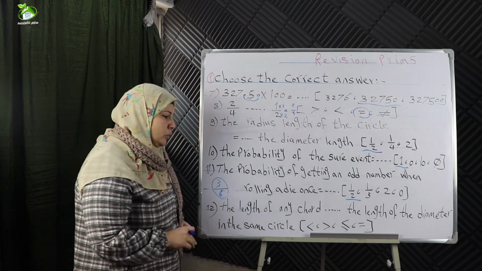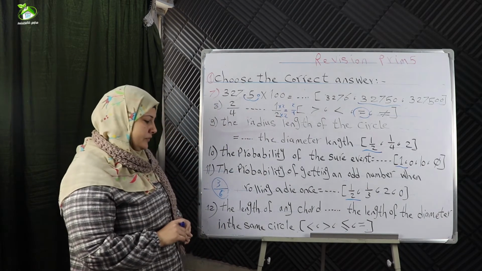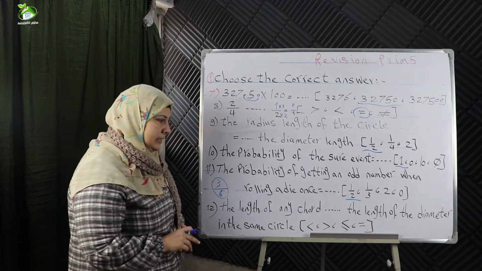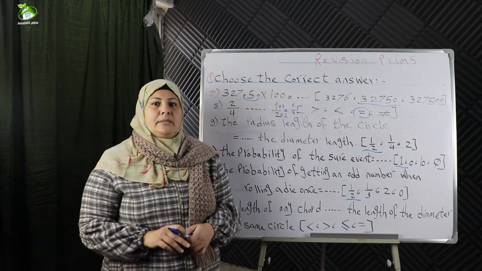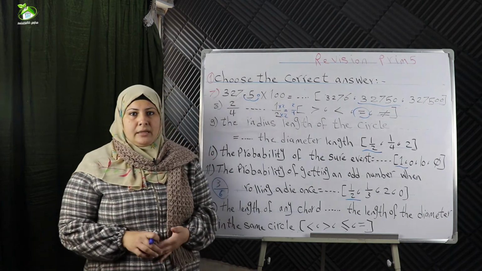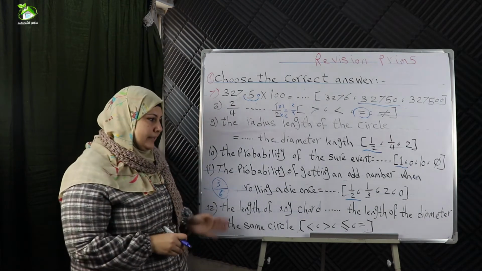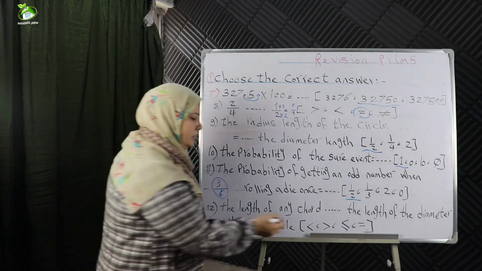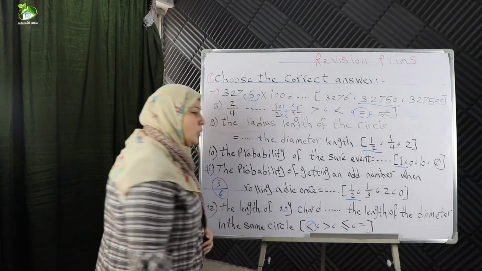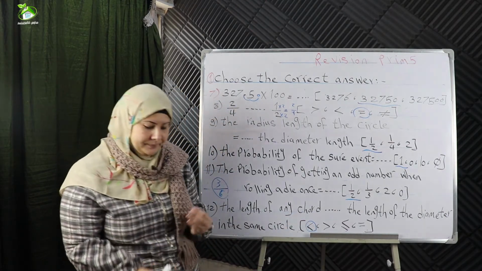Number 12, the length of any chord in a circle is less than or equal to the length of the diameter in the same circle. Remember that the diameter is the longest chord in the circle. Diameter is a chord passing through the center. So any chord is less than the diameter, because the diameter is the longest chord in the circle.